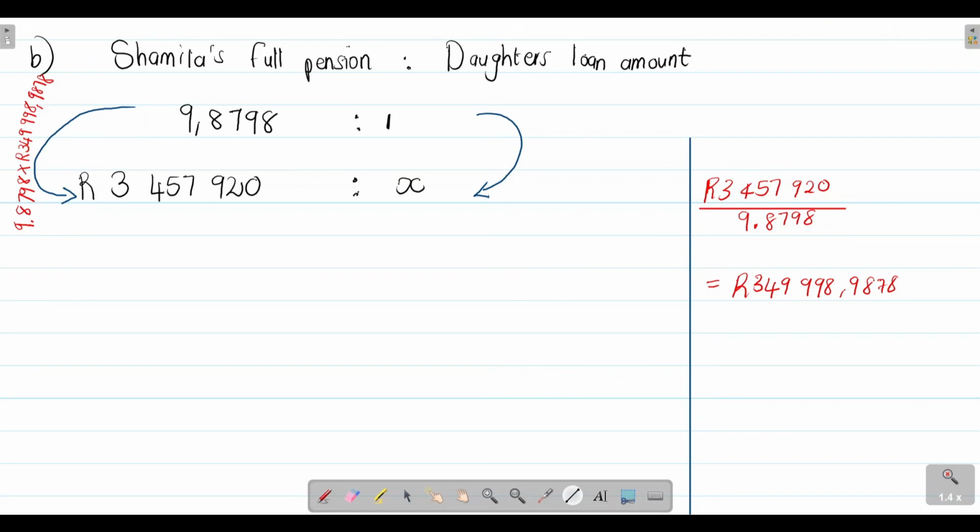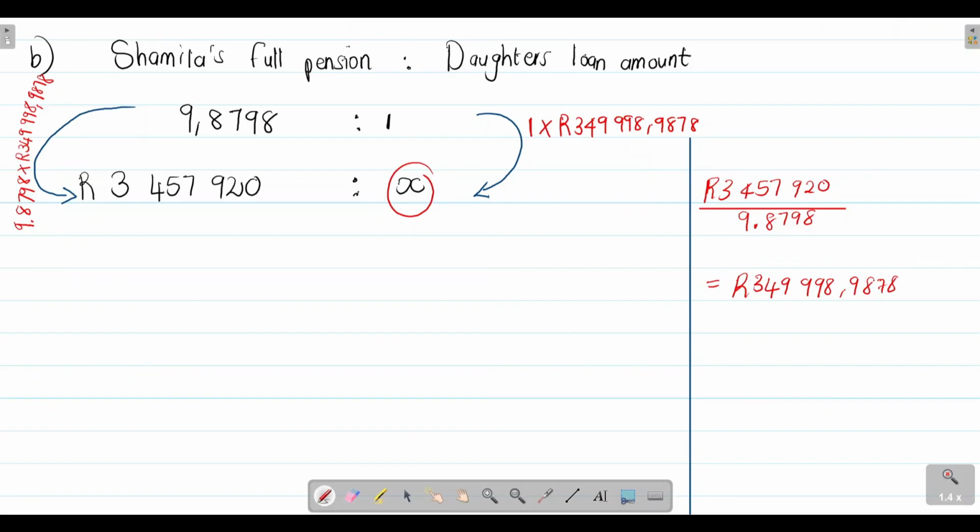34998.9878. And if you multiply it by that, it will take you to your 3,457,920. And then remember, what you do on the left hand side, you also need to do on the right hand side. So for us to get this value of X here, all that we need to do is take that 1 and multiply it by that same amount of 34998.9878. So that is basically how we approach this question.